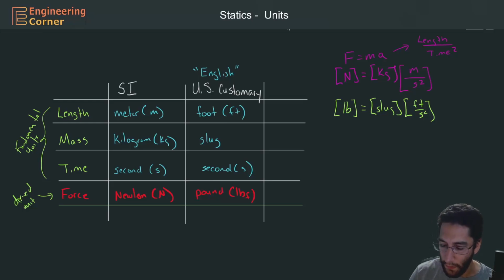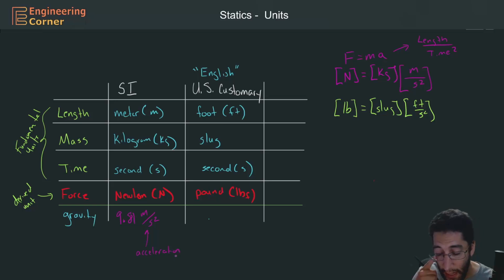Now, the last thing I want to go over is the different values of gravity in each of these systems. These are pretty important, and I would take the time to memorize these values. In SI units, the value that we'll use is 9.81 meters per second squared. Gravity has a unit of acceleration because it's just an acceleration. And in English units, gravity is going to have a value of 32.2 feet per second squared.